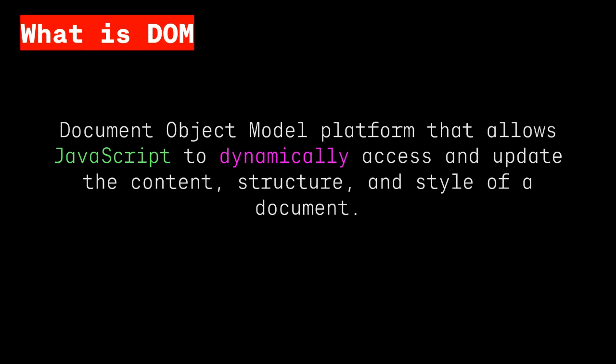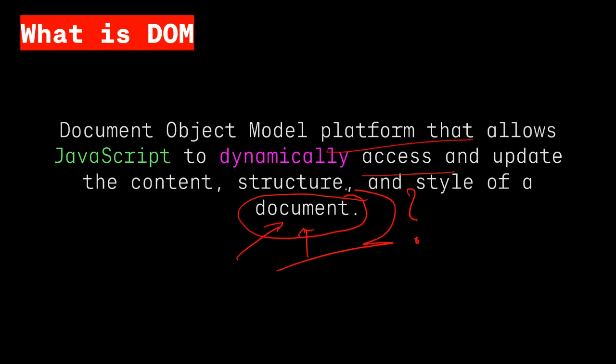We will talk about what exactly a document is. In this definition, everything is fine except that it says it is going to dynamically update the content, structure, and style of this document. So what exactly is this document? We will talk about this document now. I hope this small definition is clear for you guys. You don't have to memorize this. We'll talk about more in the upcoming slides.